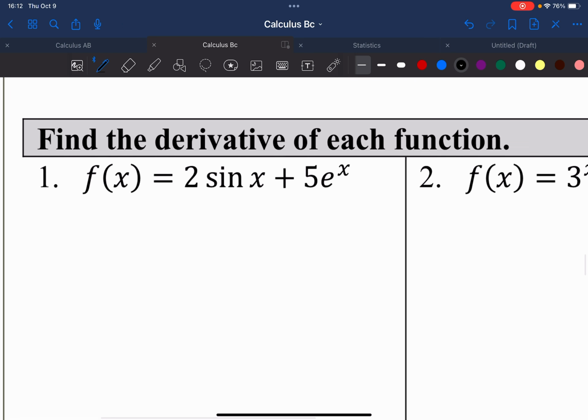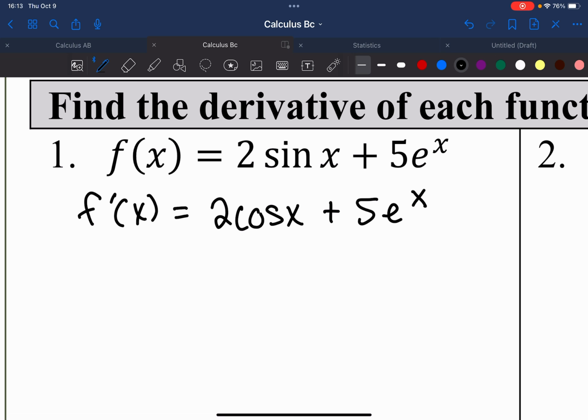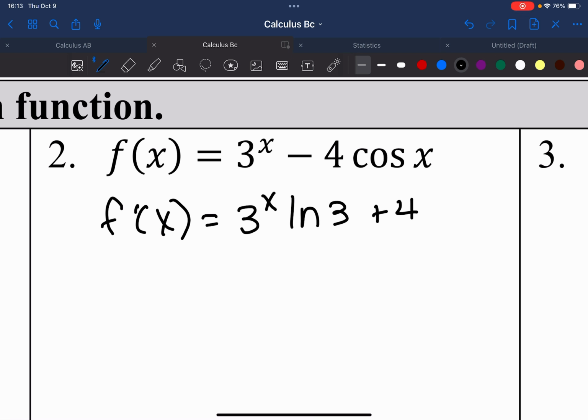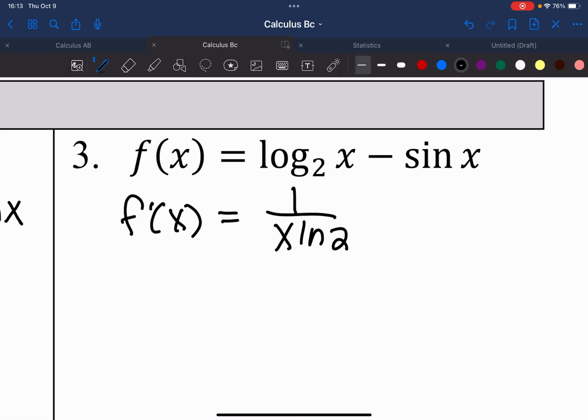Okay. And these ones, it wants us to do some more practice and take the derivative of each of them. So for this one, f prime of x is going to be equal to 2 cosine x plus 5e to the x. The derivative of this one is going to be 3 to the x natural log 3 plus 4 sine x. The derivative of this function is going to be 1 over x natural log 2 minus cosine x. So it's very easy to do these quickly if we have all of them memorized.